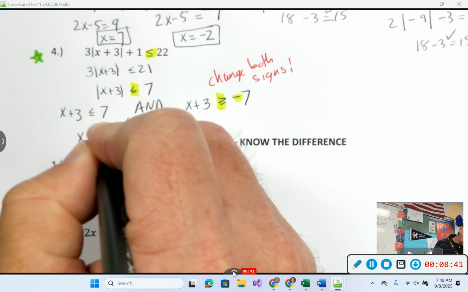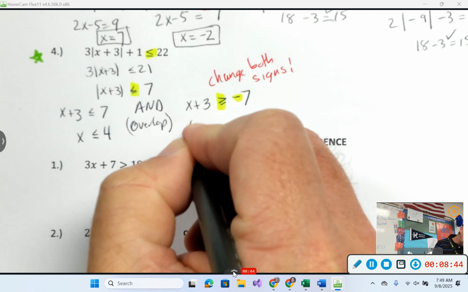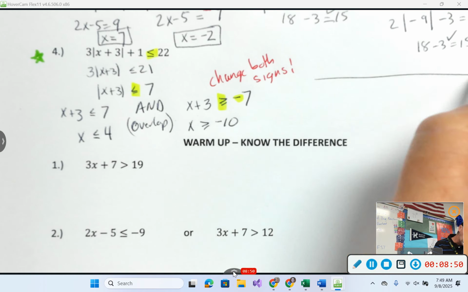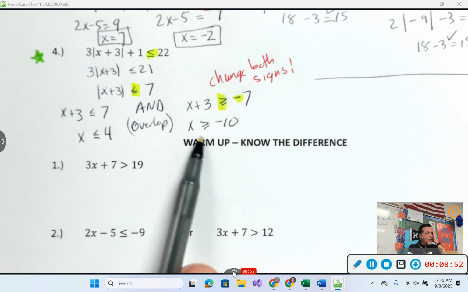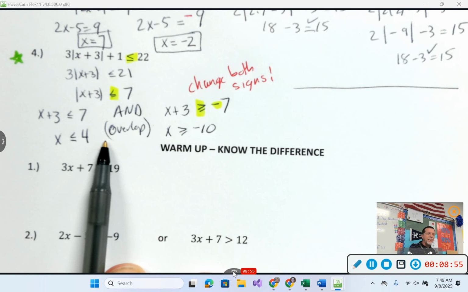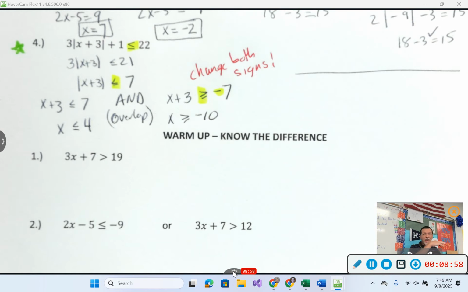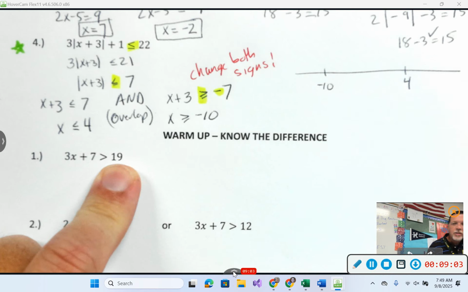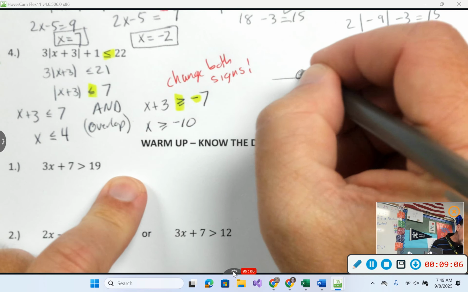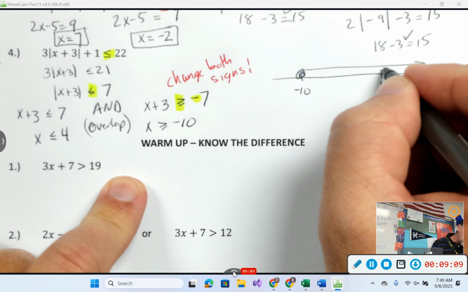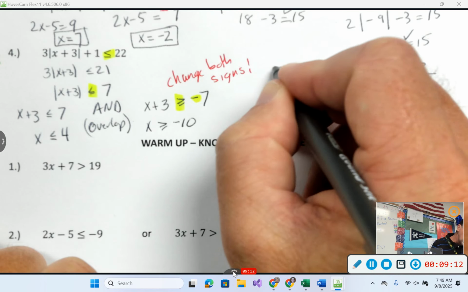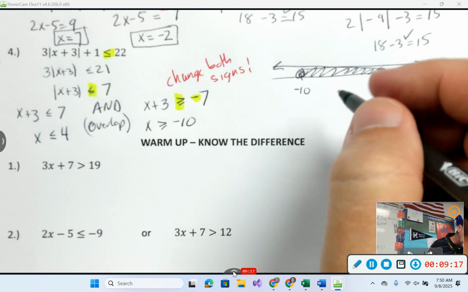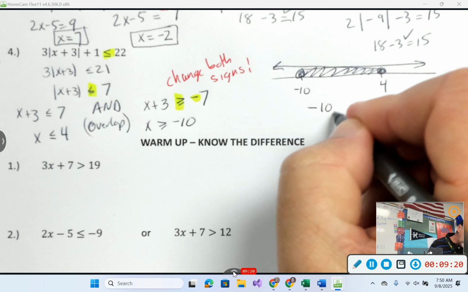Subtract 3, so x is less than or equal to 4, and x is greater than or equal to negative 10. Some of you could get the number line, the inequality or the interval notation, just looking at that and thinking about what's going on. I want the graph anyway, because that helps you figure out what the solution is. So greater than or equal to negative 10, less than or equal to positive 4, and I want the overlap, so that's the stuff in the middle. So negative 10 to 4.